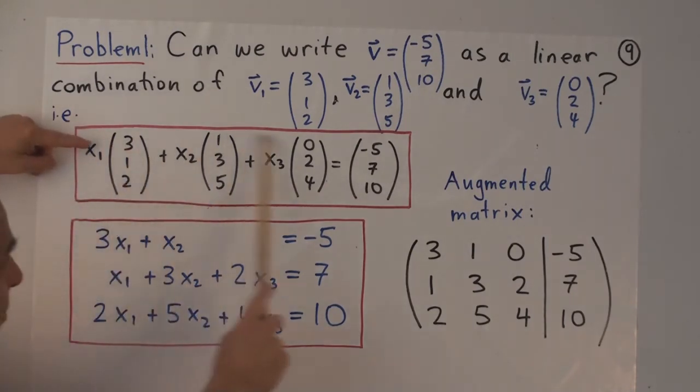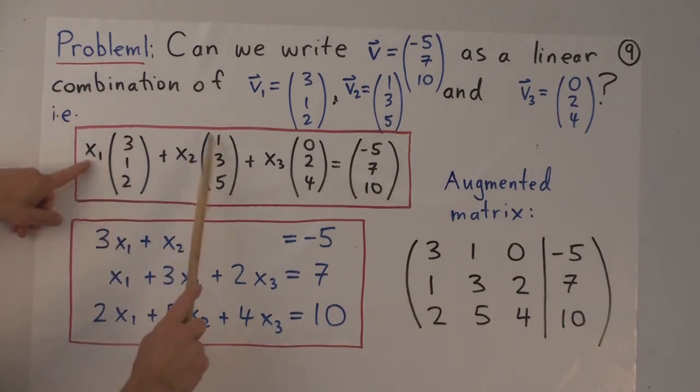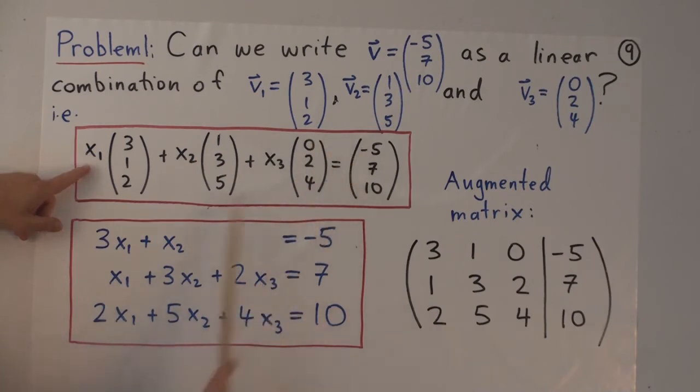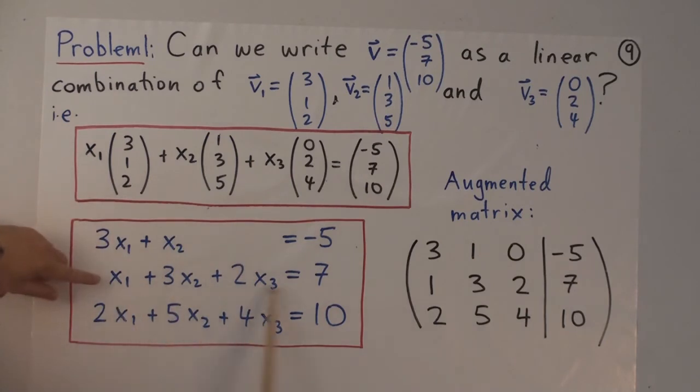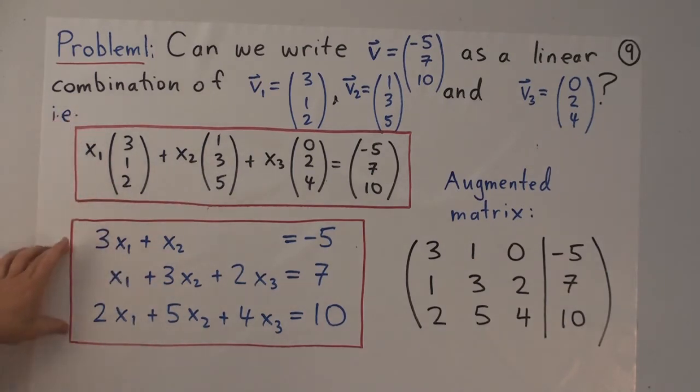Well, if we look at the first components of those vectors, we get the equation 3x1 plus x2 plus 0x3 equals minus 5. That's a single equation. And the second component gives us a second equation, and the third component gives us a third equation. So this single vector equation is really completely equivalent to these 3 linear equations. Well, we're usually talking about a system of linear equations in x1, x2, and x3. The augmented matrix is this one here.